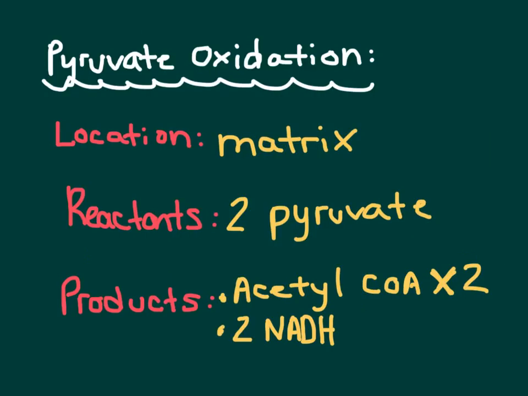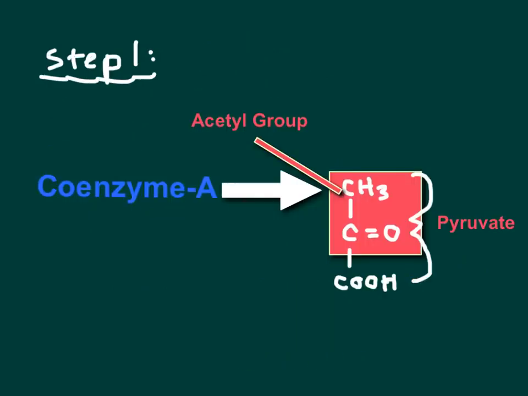The second stage of cellular respiration is called pyruvate oxidation. This occurs in the matrix of the mitochondria and requires the 2 pyruvate created from glycolysis. This set of reactions produces 2 acetyl-CoA molecules and 2 NADH coenzymes. To enter the matrix of the mitochondria where pyruvate oxidation occurs, a membrane carrier is sent to bring the pyruvate molecules through the outer and inner membranes of the mitochondria.